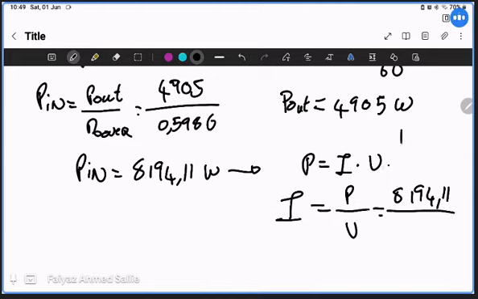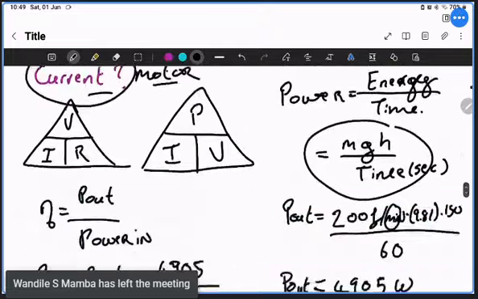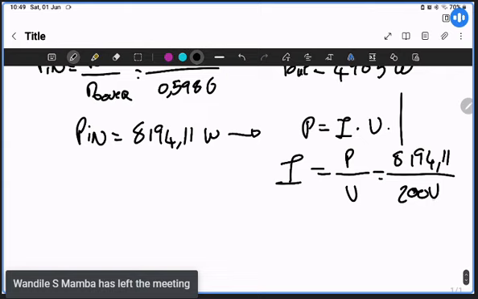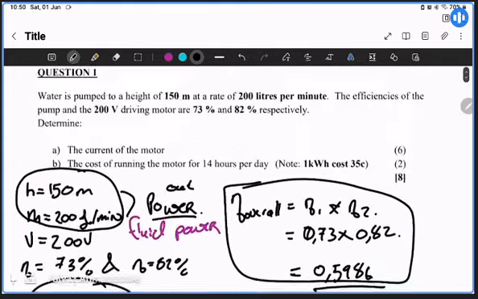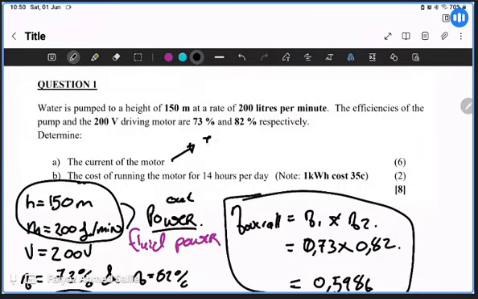Our voltage was given, which was, sorry, 200 volts, right? So we're going to put 200 volts here, and we're going to find our current. So 8194.11 over the voltage of 200 equals, so we have 40.97 amps. So that is our current. So the current of the motor is 40.97 amps.